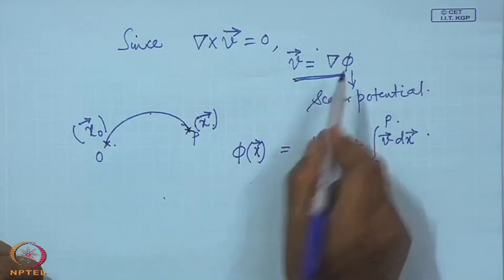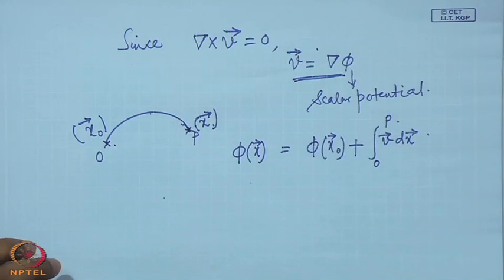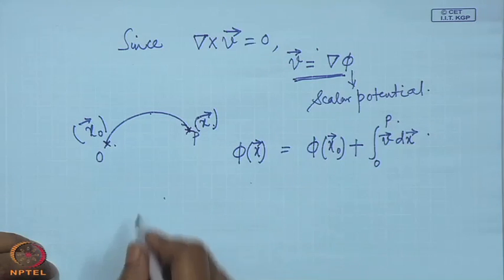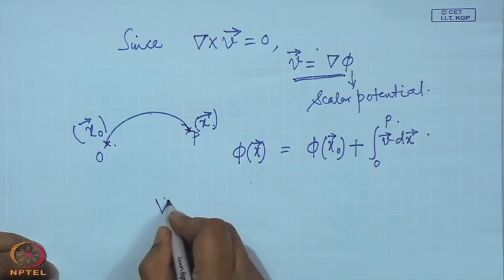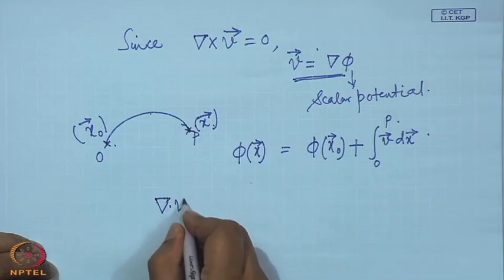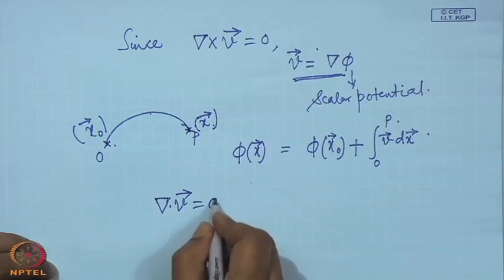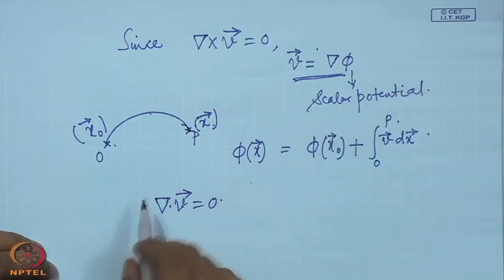Now, let us use this definition V equal to grad phi and substitute it in that solenoidal condition, divergence of V equal to 0. What do we get? We have divergence of V equal to 0 and we substitute V equal to grad phi here.